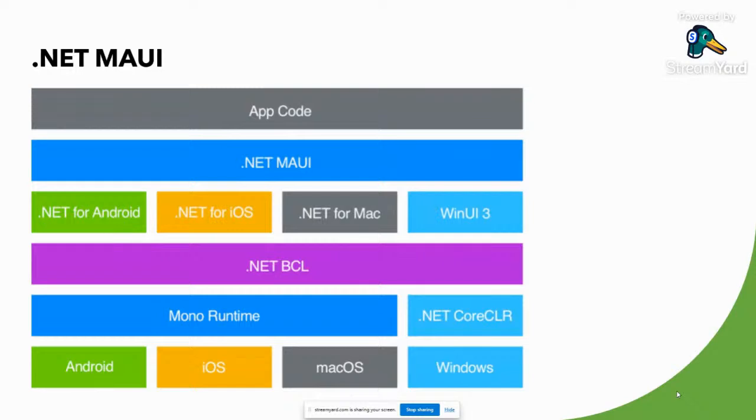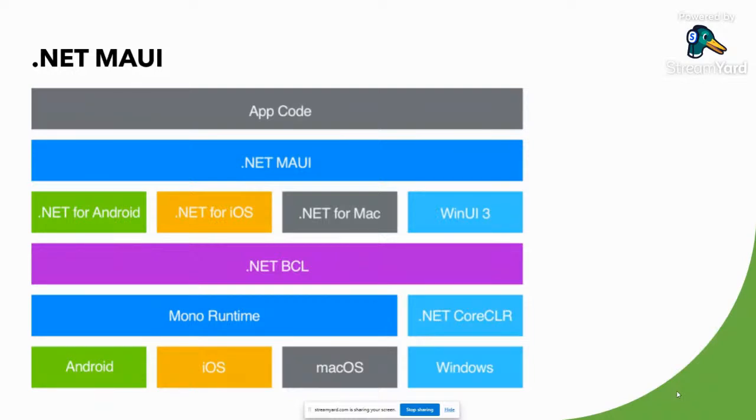How does it work? You have your operating system at the bottom. On top of Android, iOS, and Mac, you have your Mono runtime. Mono being the open source Unix, Linux implementation of .NET, which is also owned by Microsoft since they acquired Xamarin. On Windows, you have your CoreCLR, which we talked about. There's your base class library on top, and then you get .NET for Android, .NET for iOS, and so on. For Windows, it's WinUI 3. So these are different layers that everything goes through, right?